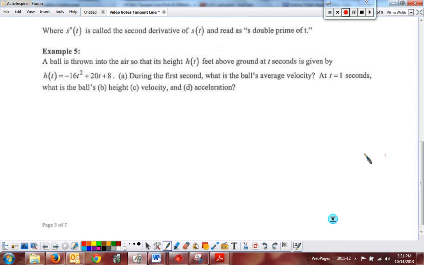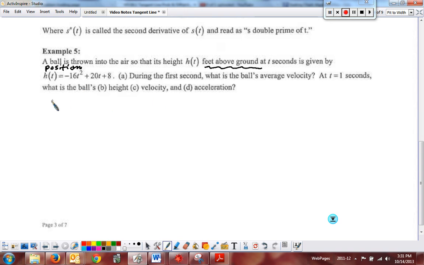All right, so let's take a look at this. In example 5, we have a ball being thrown into the air, and its height in feet above ground at t seconds is given by this formula over here. This is a classic physics problem where you're throwing balls up and down. And this is going to be basically your position function. It's going to tell you where the ball is at any given time, how far above ground it's going to be. Now, the first thing that they're asking is, during the first second, what's the ball's average velocity?